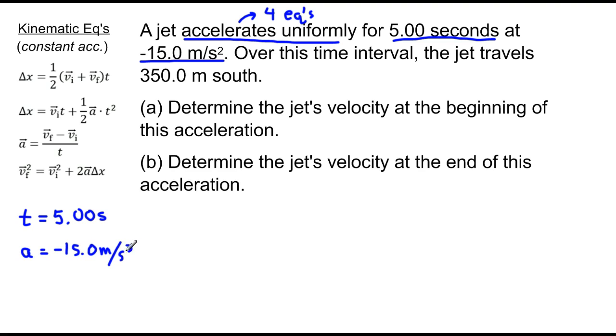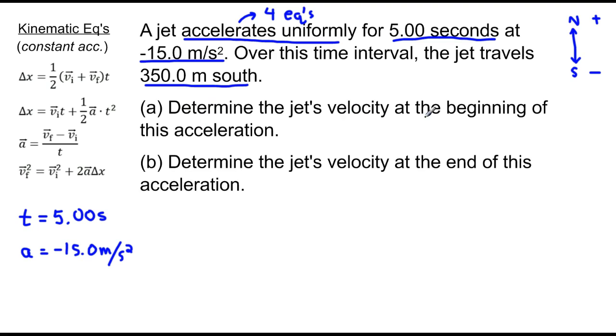Negative, does that mean to the left? Let me keep reading. Over this time interval of 5 seconds, the jet travels 350 meters south. Oh, it's south. So now I'm looking at north, south. North is going to be positive, south is negative. Okay, so this here, that just means south.